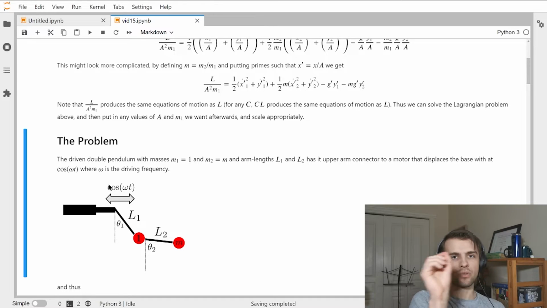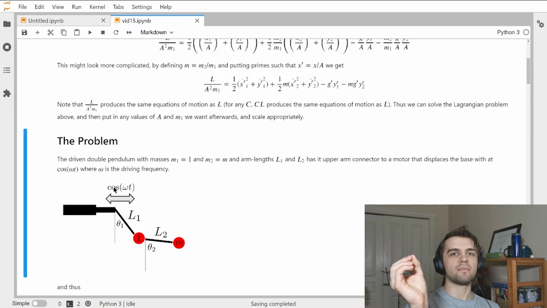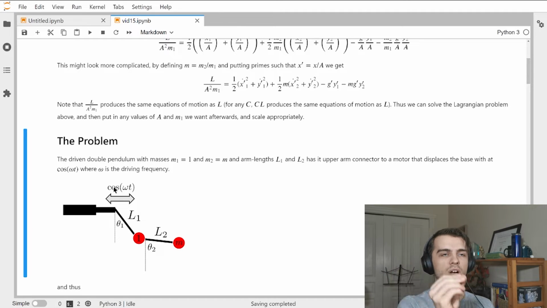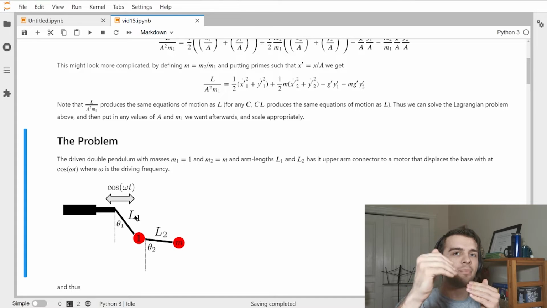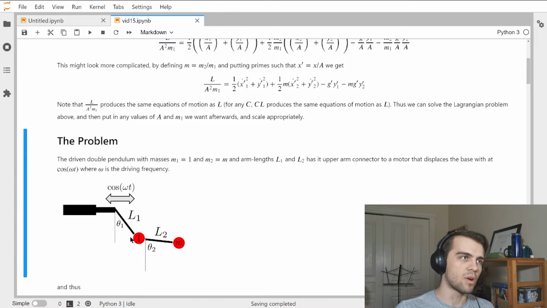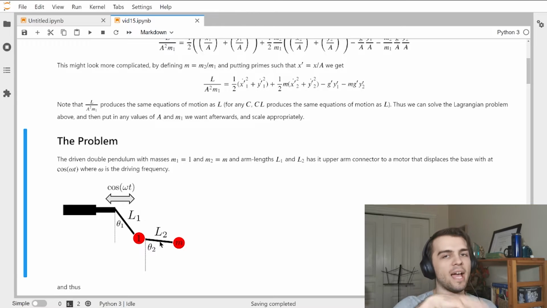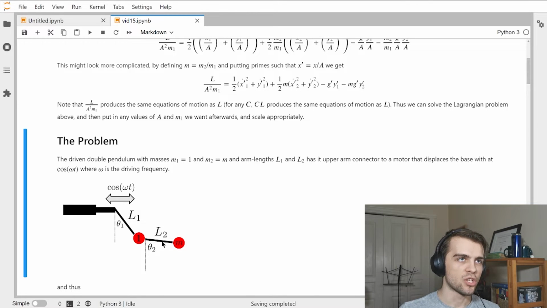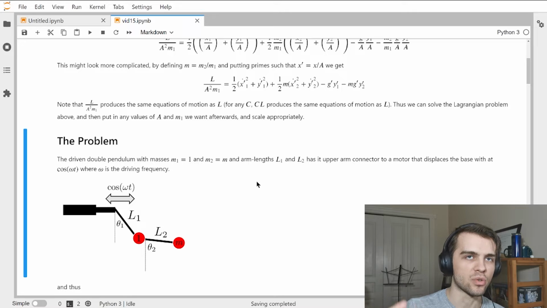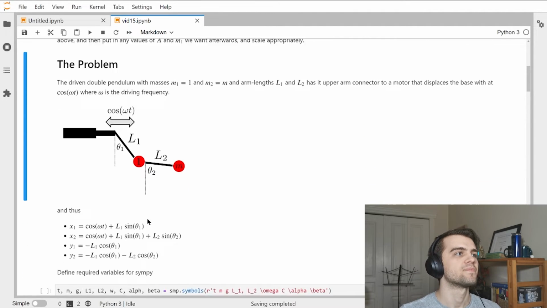Then a is the amplitude of the oscillation of the motor. But if I divide everything by a, then the motor just oscillates at cos omega t. So it's oscillating back and forth. There's no a. And L1 measures how many amplitudes of the motor this rod length is, and L2 is how many amplitudes of the motor this rod length is. So L1 and L2 are also dimensionless quantities in this problem because we've divided by a, the amplitude of the motor.